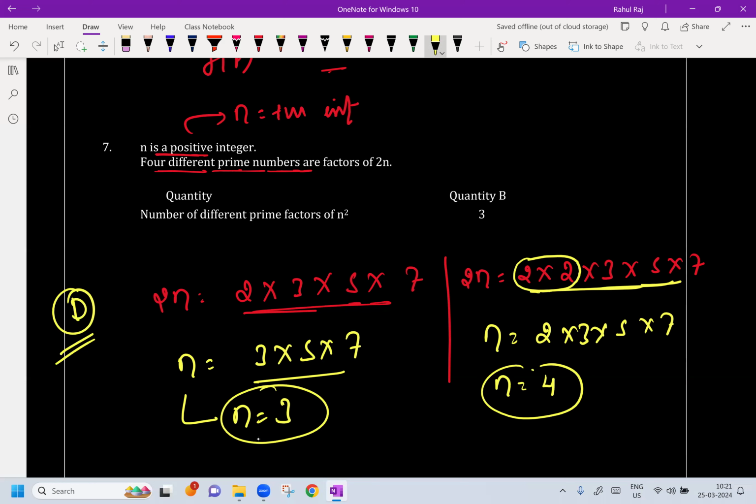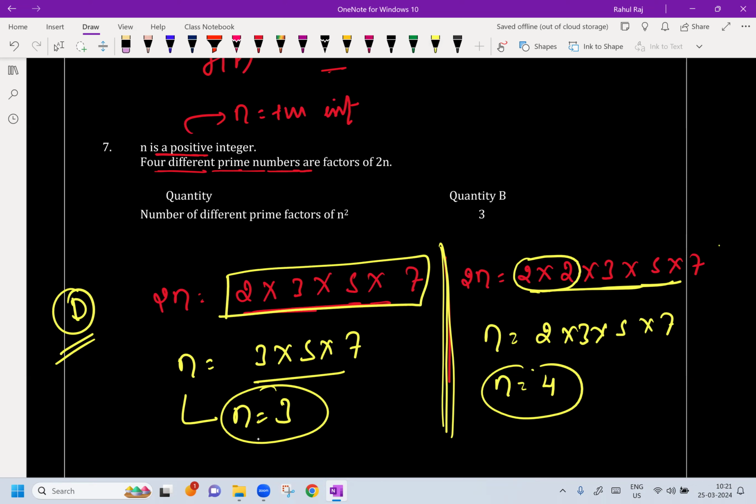It's just that you have thought only of the left scenario. You didn't think of the right scenario. But the point is, the question says four different prime numbers are factors of 2n. So I have taken very clearly four different prime numbers that are factors of 2n here also. But I have taken some other number also. In one case you have taken this case, and you have not taken the other case.